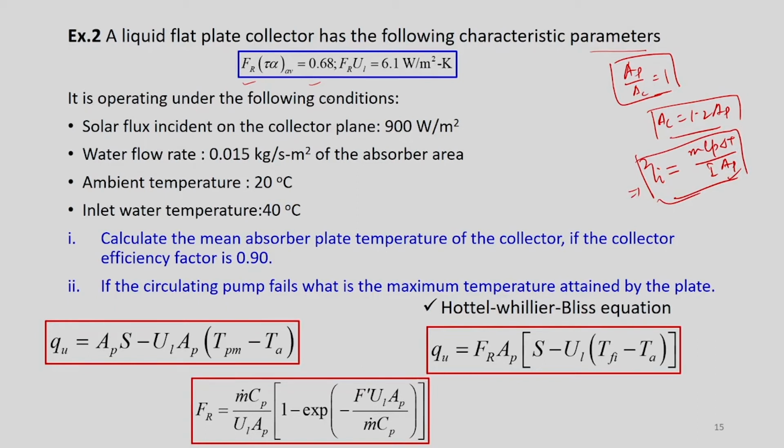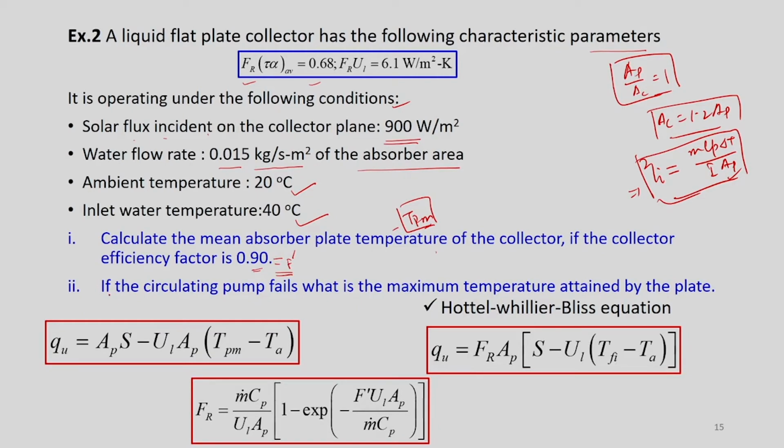It is operating under the following conditions: solar flux incident on the collector plane is 900 watt per meter square. Water flow rate is given as 0.015 kg per second per meter square of the absorber area. Ambient temperature is 20 degrees C, inlet water temperature is 40 degrees C. Now we need to calculate the mean absorber plate temperature of the collector if the collector efficiency factor F' is given. We need to calculate TPM, the mean temperature of the absorber plate, right.